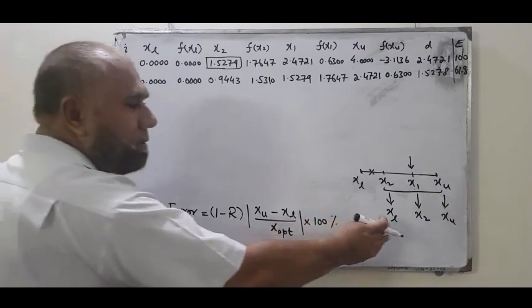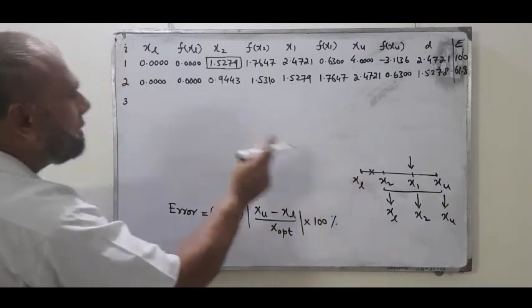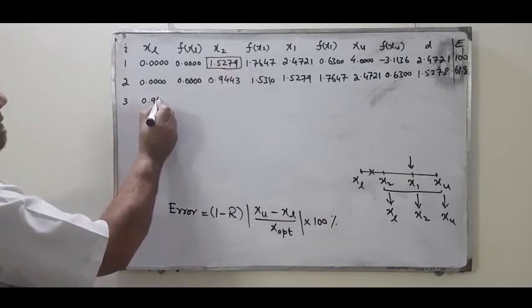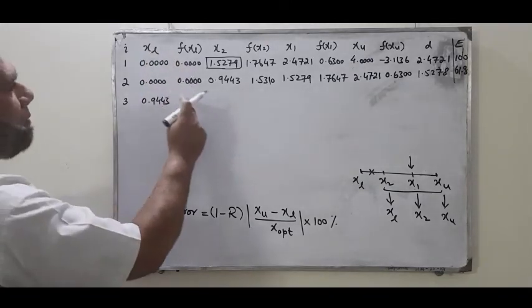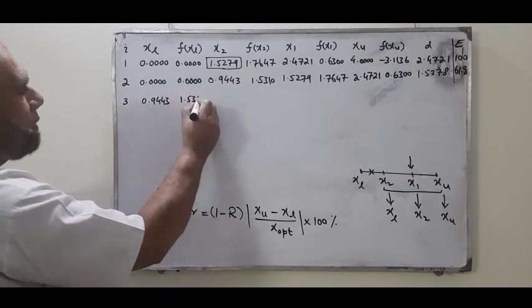So looking at this, we are putting the values into this table. x2's value will go under xl. So x2 is 0.9443. I'm putting this value under xl, and the corresponding value of the function is 1.5310.